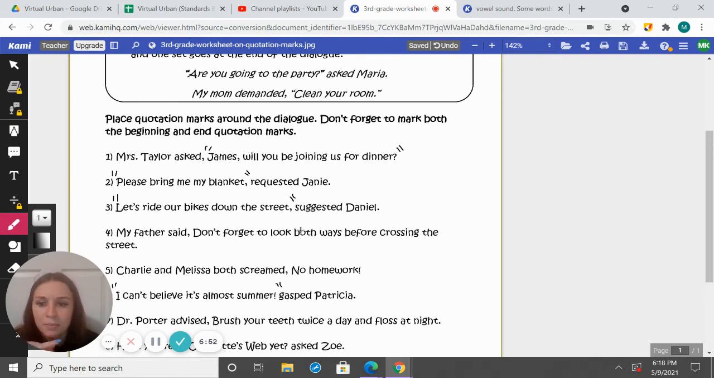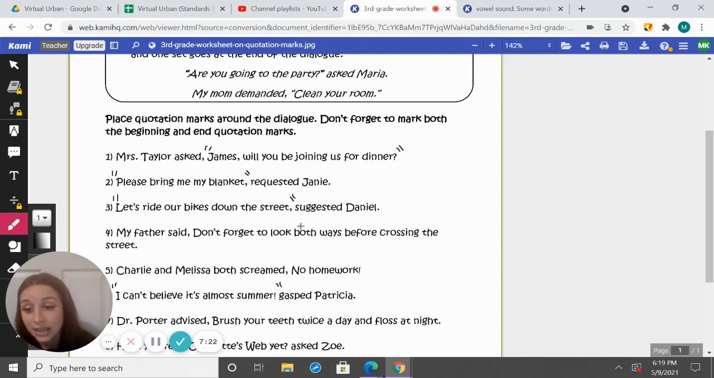Number 4: My father said, "Don't forget to look both ways before crossing the street." Let me read it one more time. So again, I want you to think, what is being said here? What's that dialogue that needs the quotation marks around it? Go ahead and pause me while you think, and then unpause me when you have your answer. Yeah, so "don't forget to look both ways before crossing the street" is what father said.